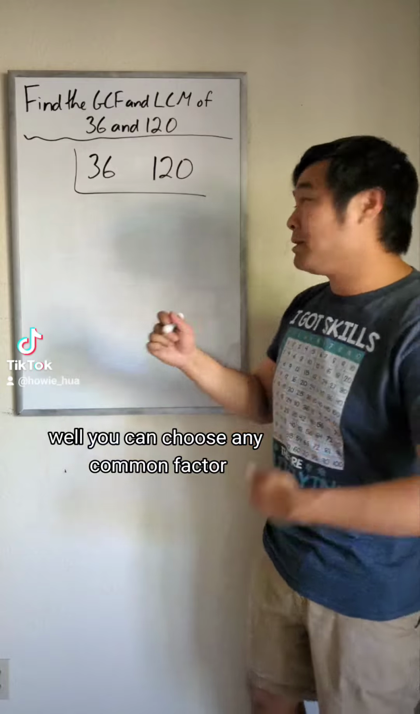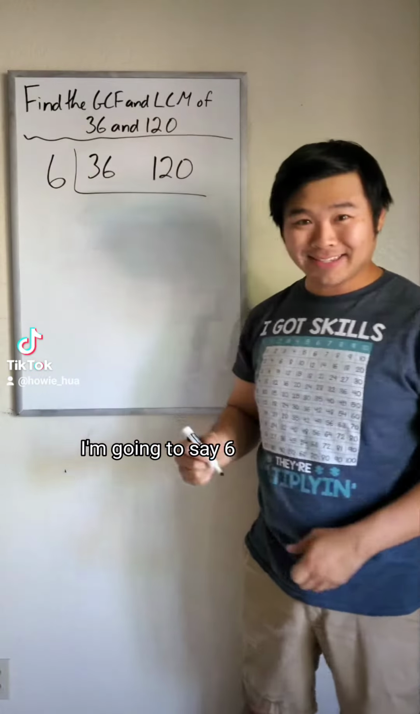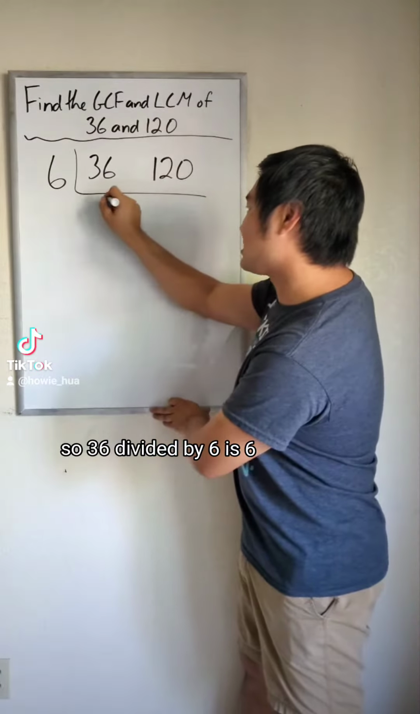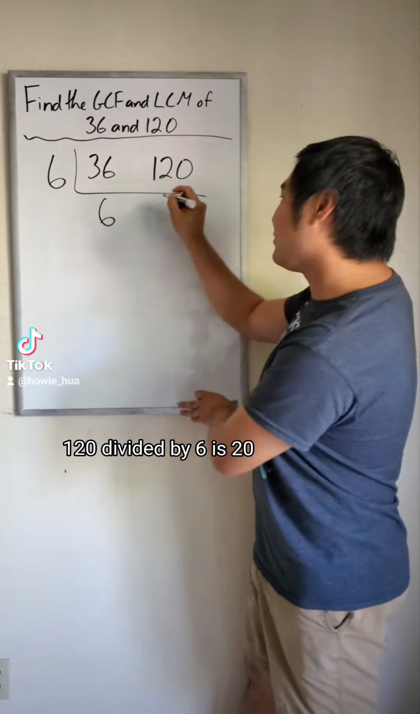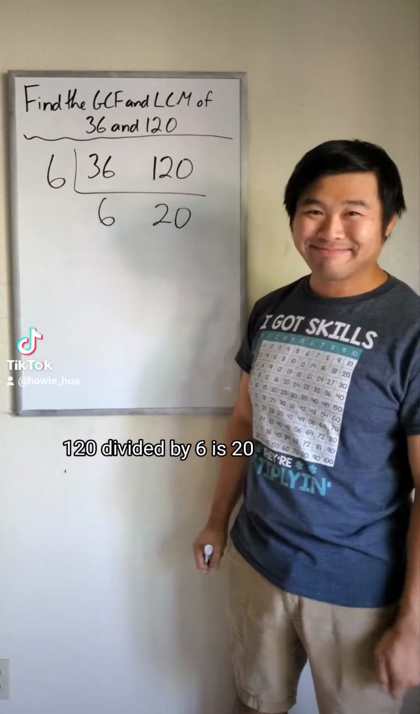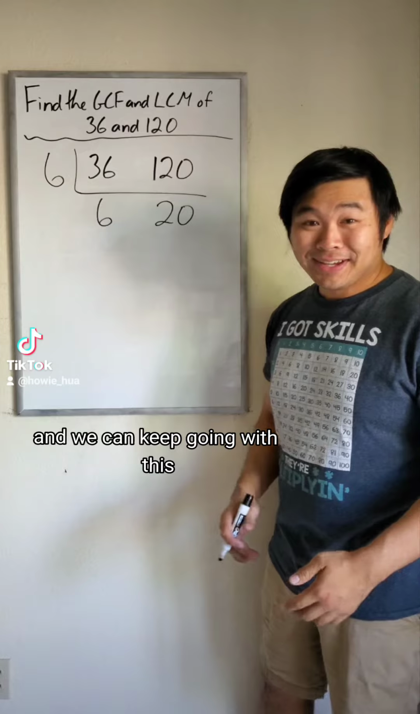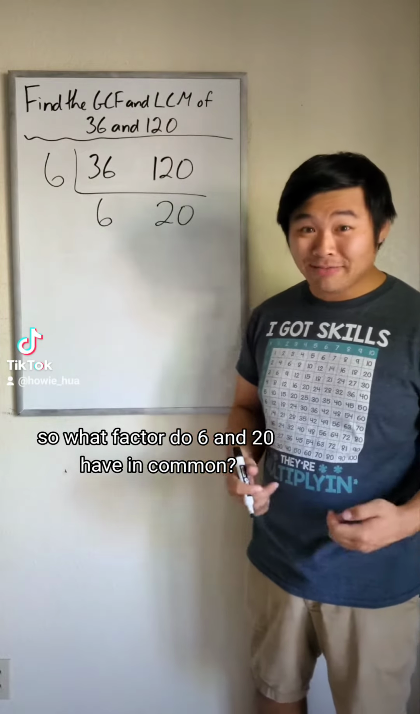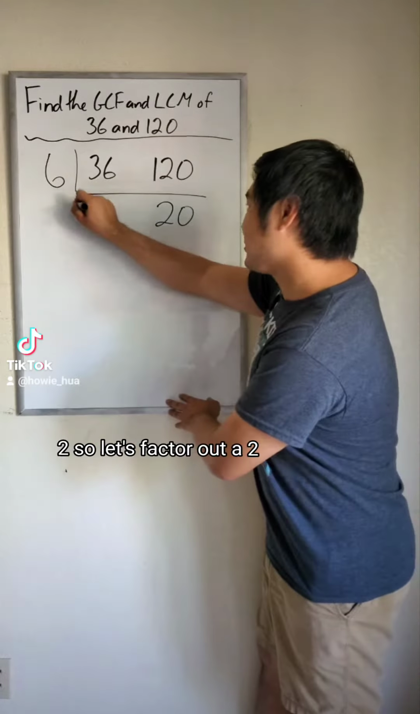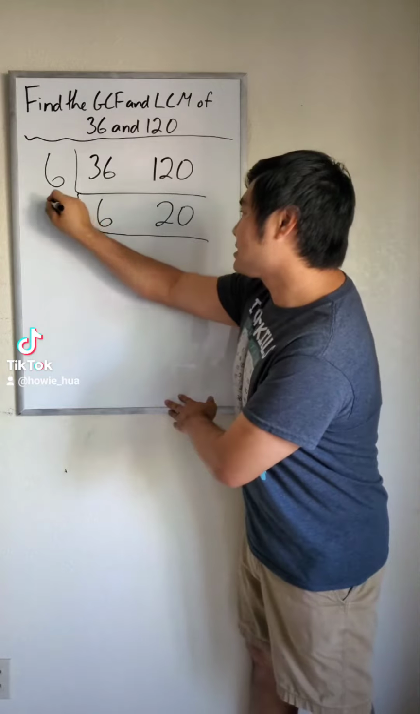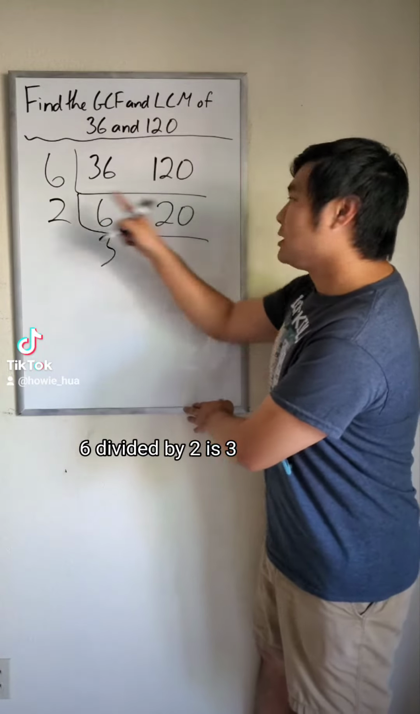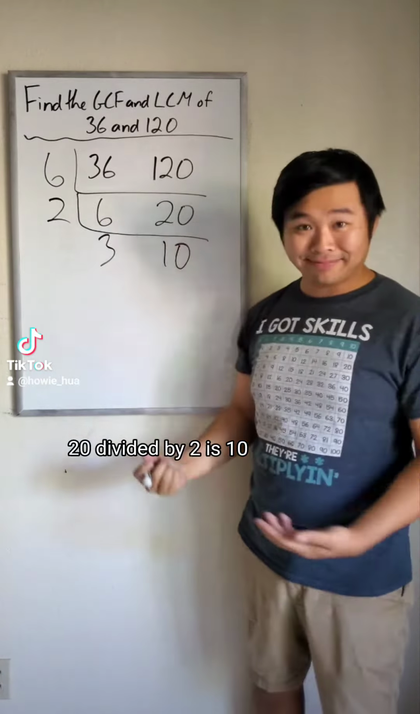Well, you can choose any common factor. I'm going to say 6. So 36 divided by 6 is 6. 120 divided by 6 is 20. And we can keep going with this. So what factor do 6 and 20 have in common? 2. So let's factor out a 2. 6 divided by 2 is 3. 20 divided by 2 is 10.